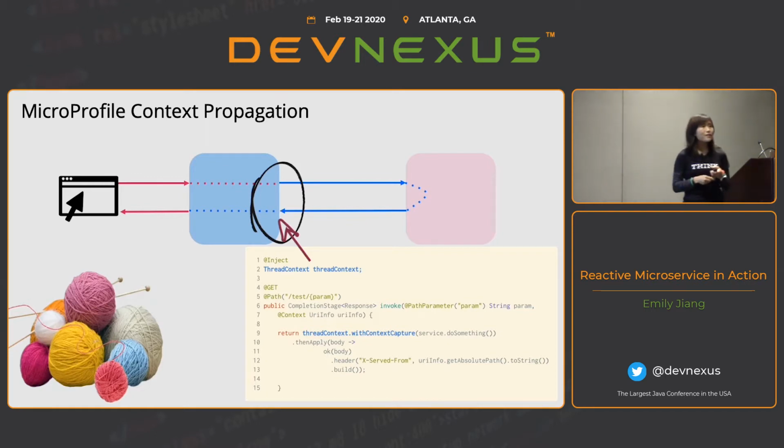The other thing is, how many of you know CDI? Okay, a few. CDI has a lot of context. Once you do asynchronous, all the contexts get lost. One of the famous problems is your request context not active. With this MicroProfile context propagation, the request context can be pushed to the new thread as well.